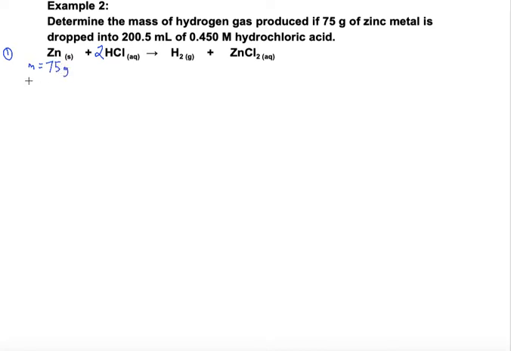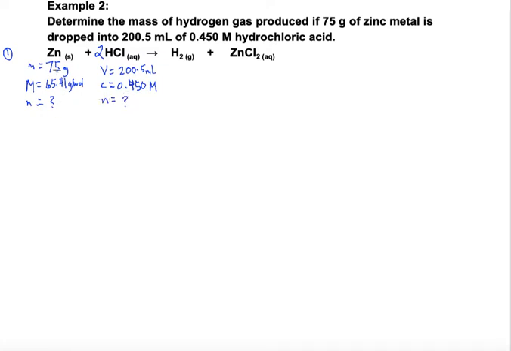So we've got a mass of 75 grams of zinc. The molar mass for zinc is 65.41 grams per mole. And we need to figure out moles of zinc, right? The other information we have, the HCl, we've got a volume of solution of 200.5 mL, and we have a concentration of 0.450 molar. Okay, so that's my concentration. So we have enough information, we can find moles of both reactants.